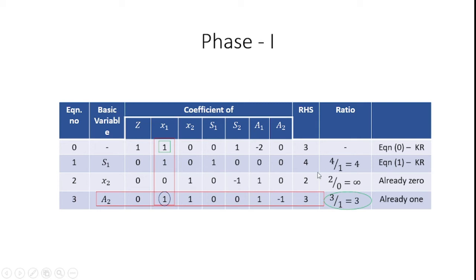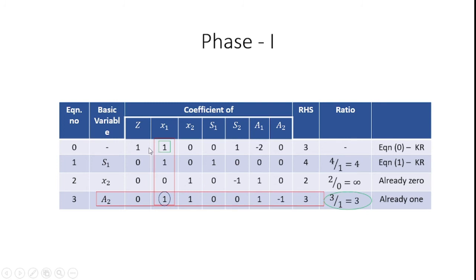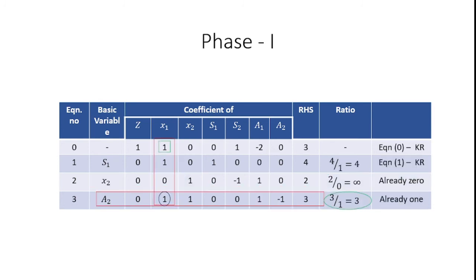From this we can get the RHS value changed, and the corresponding elements may change in z1, x1 1, s1 0, s2 minus 1, a1 0, a2 0, and also x2 equal to 2 available. But according to our conversion, z1, x1 1, x2 0, s1 0, s2 1, a1 minus 2, a2 0. Likewise, this is the conversion we get with equation 0 minus 2 times the key row equation. Likewise, we can move to the next calculation.